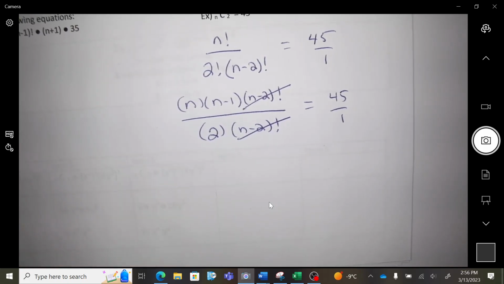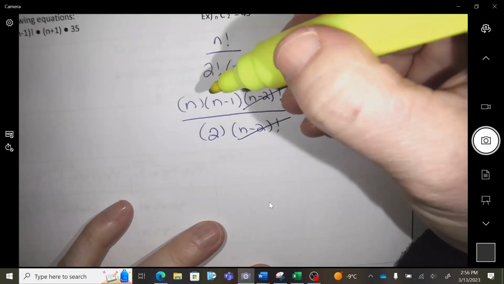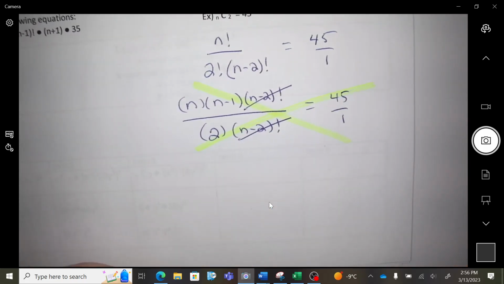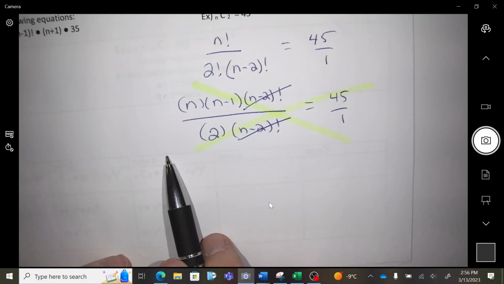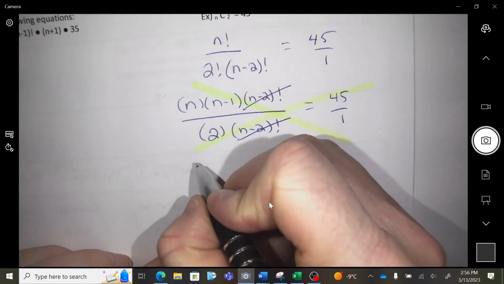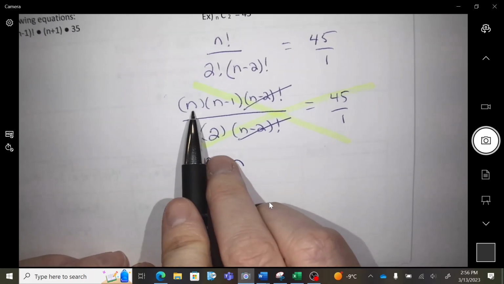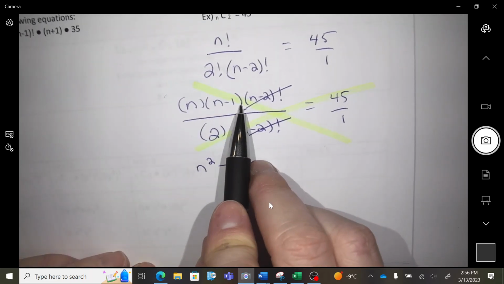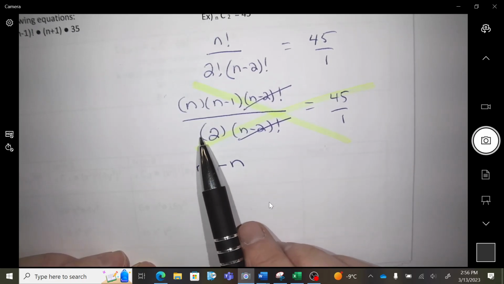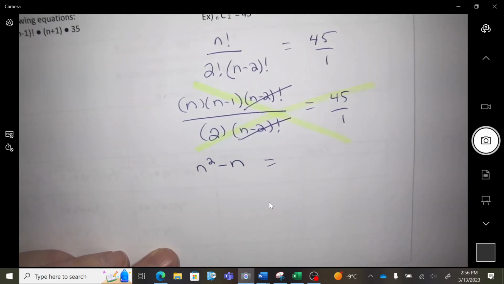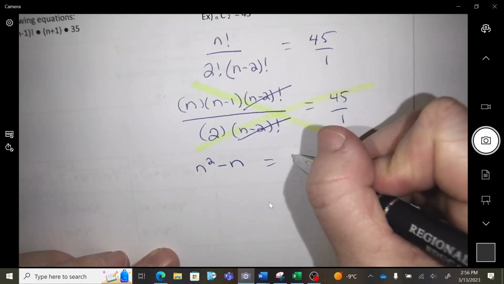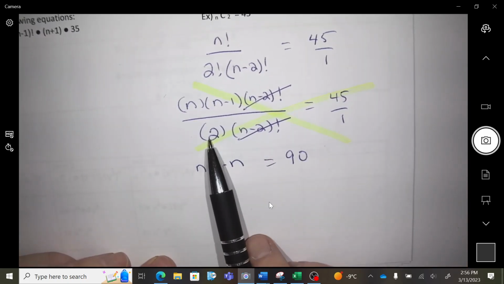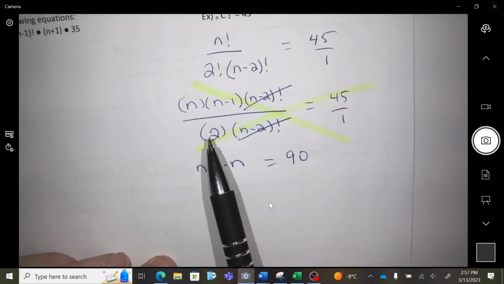Okay, I'm going to give you a hint. You're going to run into some fractions. How would I solve them? I just apply the simple rule of cross multiplication. This should equal that. So this makes n squared minus n, equals the other crisscross, which is 90. 2 times 45. See what I'm doing there?